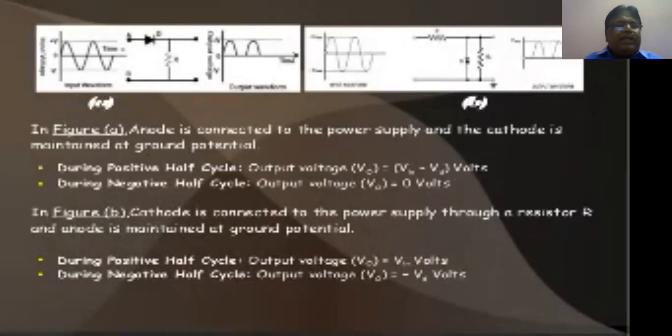Next, in figure B, the cathode is connected to the power supply through a resistor R and the anode is maintained at ground potential. Once you connect like that, what will happen in the circuit? During the positive half cycle, output voltage V0 is equal to Vin, because the switch is closed. Whatever input voltage you have, for example 5 volts, the same 5 volts will appear at the output side because it is a closed switch. During the negative half cycle, output voltage V0 is equal to minus VD volts. Across the diode, because it is open, there is no voltage drop.